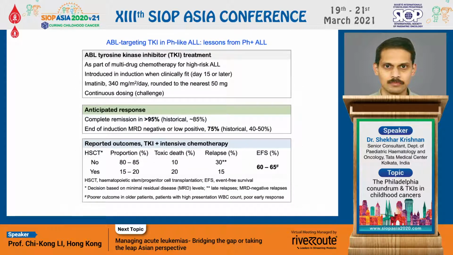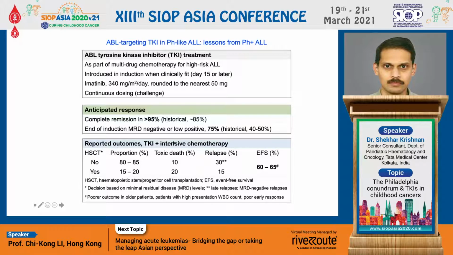So essentially for TKI treatment, both in Ph-positive ALL and in ABL-class Ph-like ALL, I think it will be introduced as part of multi-drug chemotherapy. It has to be introduced probably in mid-induction when patients are clinically fit. Imatinib will be our first choice at this particular dose, and continuous dosing is a challenge because of GI intolerance in patients, which is a real deterrent to continuous dosing. When we do this, we see that the early response in terms of morphological remission and MRD clearance is quite impressive compared to historical non-TKI based interventions. This is in the context of Ph-positive ALL. We think it will be reproduced in ABL-class fusion ALL as well.